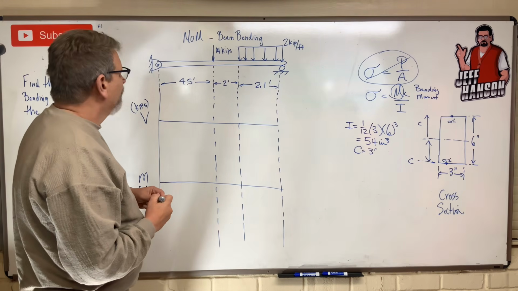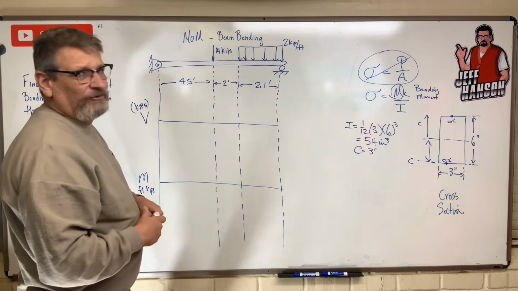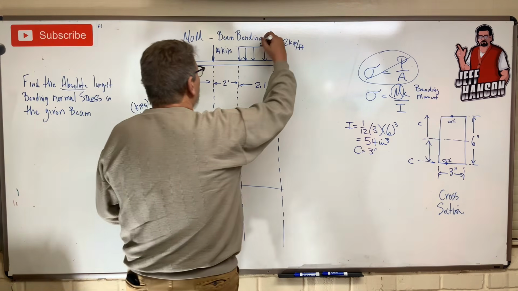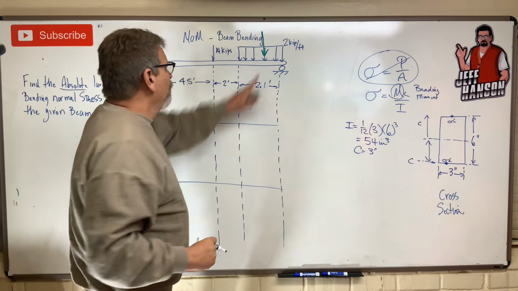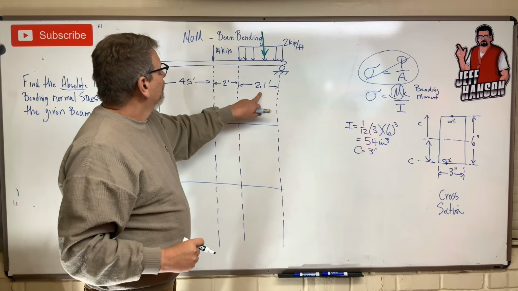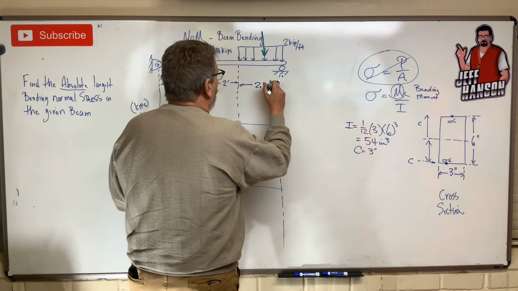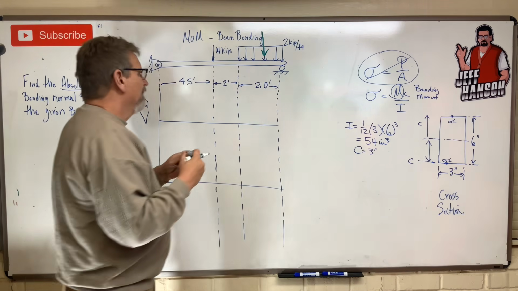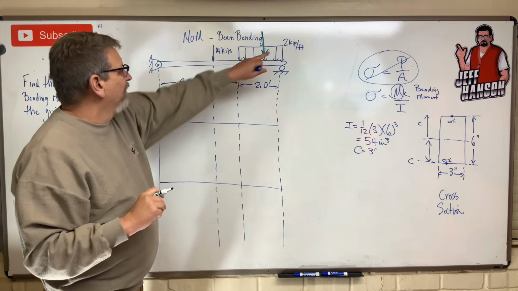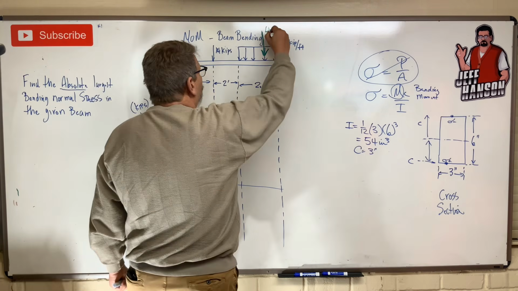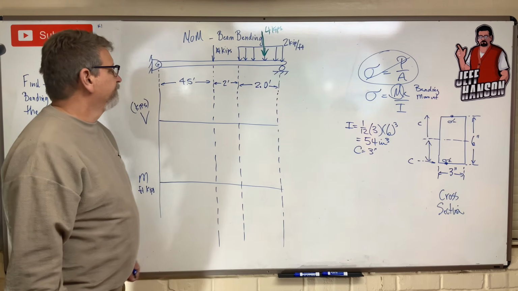Can we do it? All right, here's what we're going to do. Let's first convert that distributed load into a concentrated load. It's 2 kips per foot times 2.0 feet. If I have 2 feet of it, that's 4, isn't it? 4 kips.